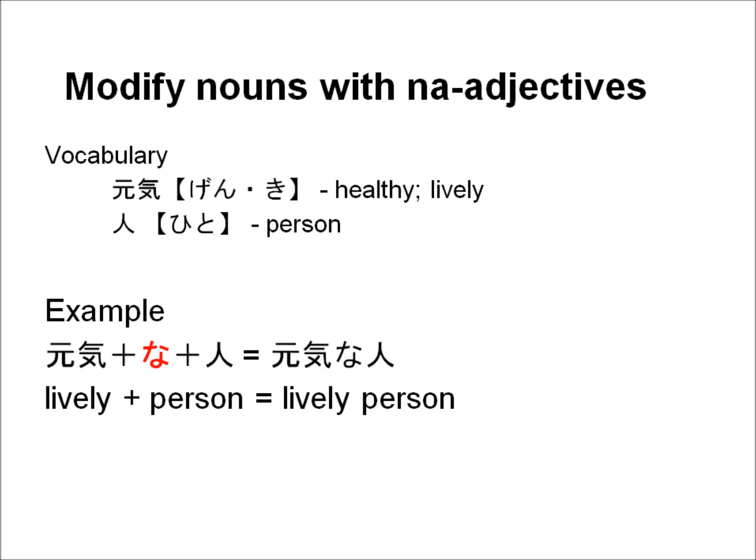Modifying nouns with na-adjectives is similar except with one very important difference. We must also attach a na between the adjective and noun. For example, with genki, first append na before attaching the noun 人. This then becomes 元気な人, which means lively or healthy person.